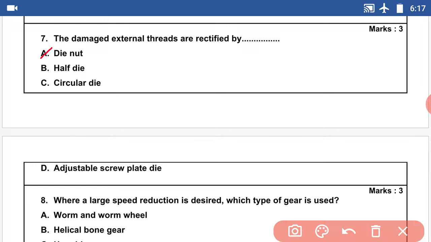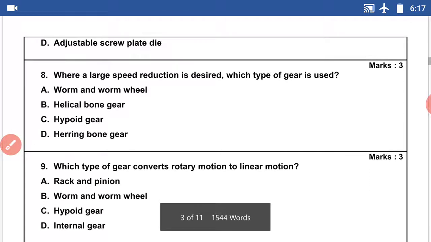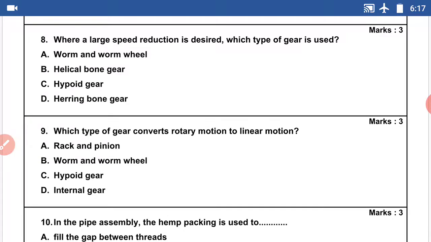Question number 8. Where a large speed reduction is desired, which type of gear is used? The answer is worm and worm wheel, option A. Question number 9. Which type of gear converts rotary motion to linear motion? The answer is rack and pinion, option A.